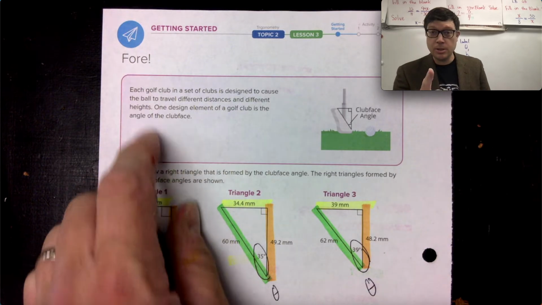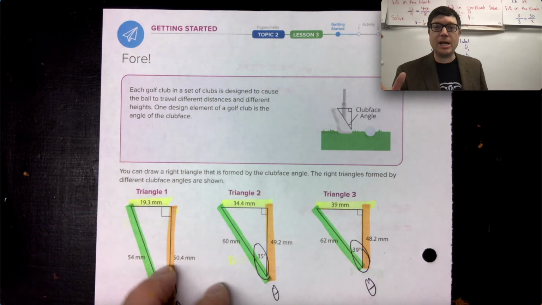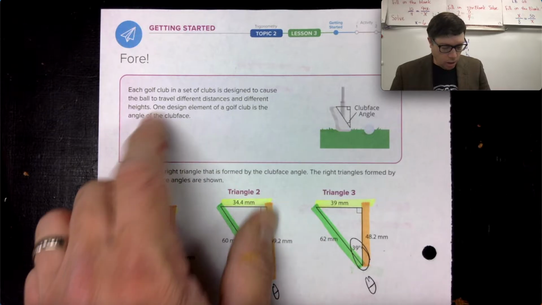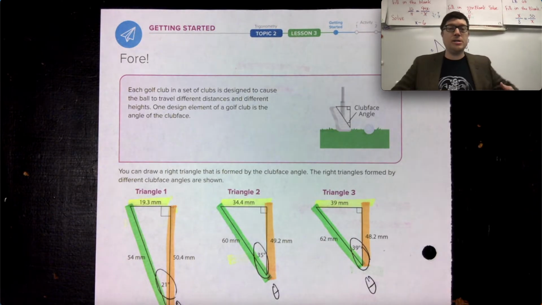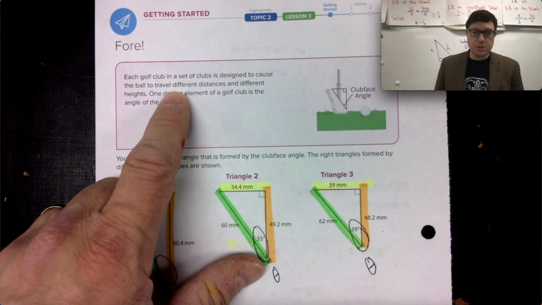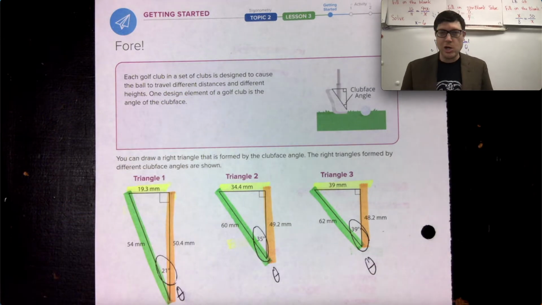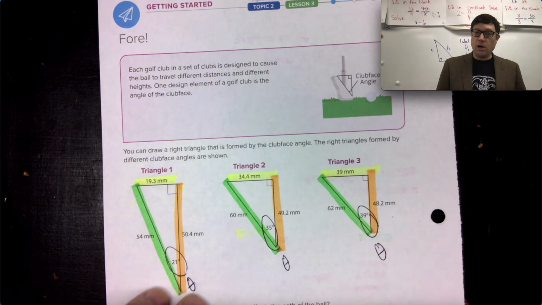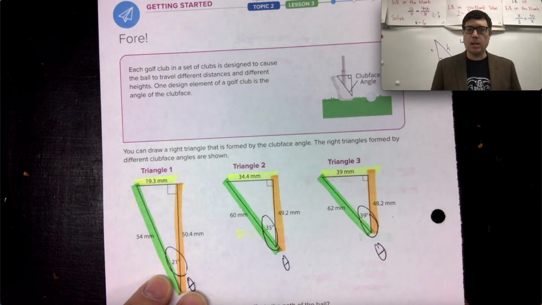is a golf term, meaning watch out, something's headed your way. In golf, the set of clubs is designed to cause a specific event, allowing the ball to travel different distances and different heights, over obstacles or down the fairway. One design element of a golf club is the angle of the club face.